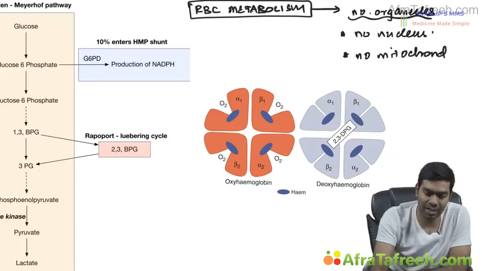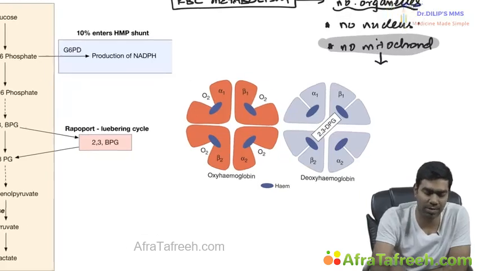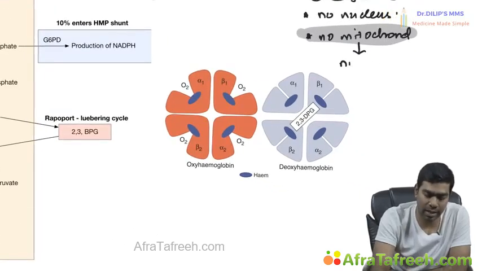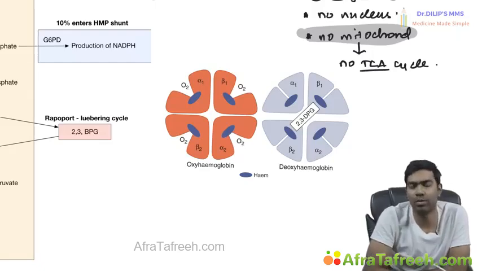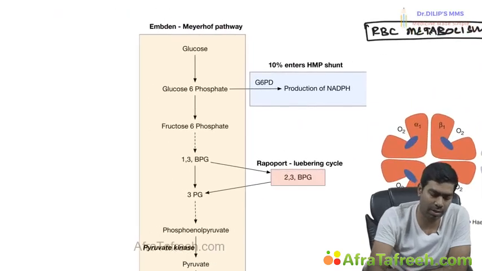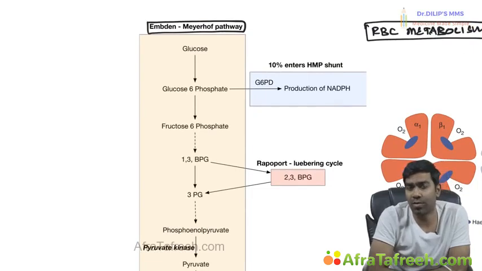What is the importance of the fact that they do not have any mitochondria? The most important consequence is that they cannot produce energy through the Krebs cycle or the TCA cycle. No TCA cycle is going on, which means they produce less energy, but whatever energy they produce is completely dependent on glycolysis, that is, the Embden-Meyerhof pathway. Evolutionarily, there are a lot of questions about why the RBC should extrude the nucleus and be completely dependent on the Embden-Meyerhof pathway.